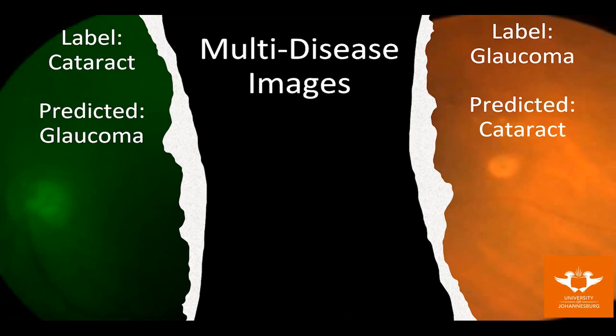These multi-disease retina images have led to an unclear decision boundary in the support vector machines, which is the cause of their poor performance. The reason for these multi-disease images is due to one disease causing another. For example, a cataract can block the natural drainage system of the eye if it is large enough, increasing the pressure on the optic nerve and thus causing glaucoma.